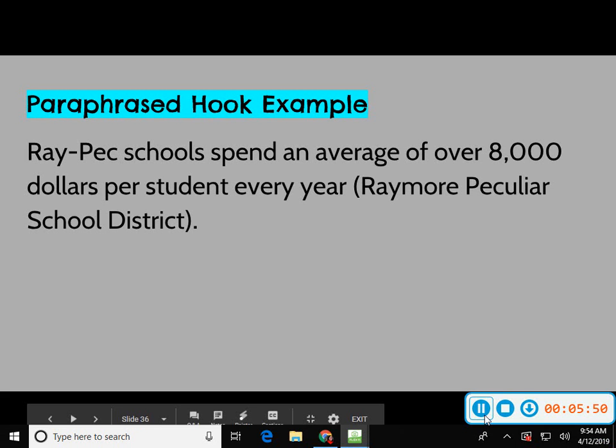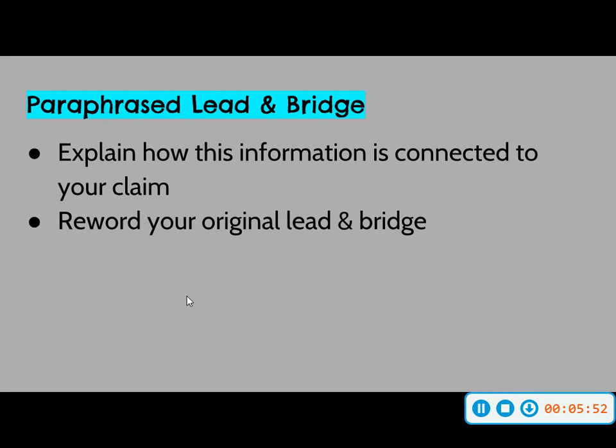Okay, so for your paraphrased lead and bridge, again, you just have to reword it and put it in new words. So you are going to explain how this information is connected to your original claim. You could even add in a paraphrased version of your original claim if you want to. But you just need to, again, reword your original lead and bridge by finding those keywords and changing them up.